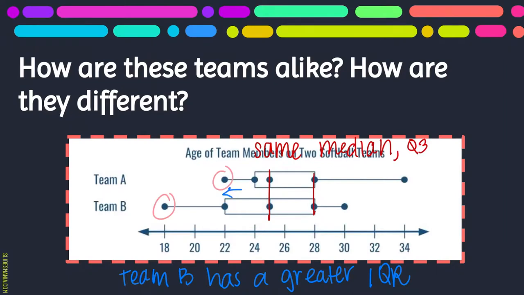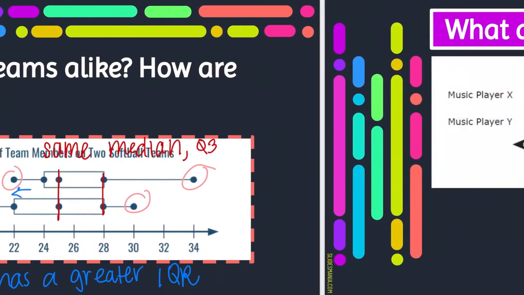They both have different minimums and maximums. And then I also wonder what their range is. I see that team B goes from 18 all the way to 30, so they have a range of 12. And then team A goes from 22 to 34, so their range is also 12. So they have the same range, but different interquartile ranges. They have the same median, the same third quartile, but different quartile 1s and different interquartile ranges.